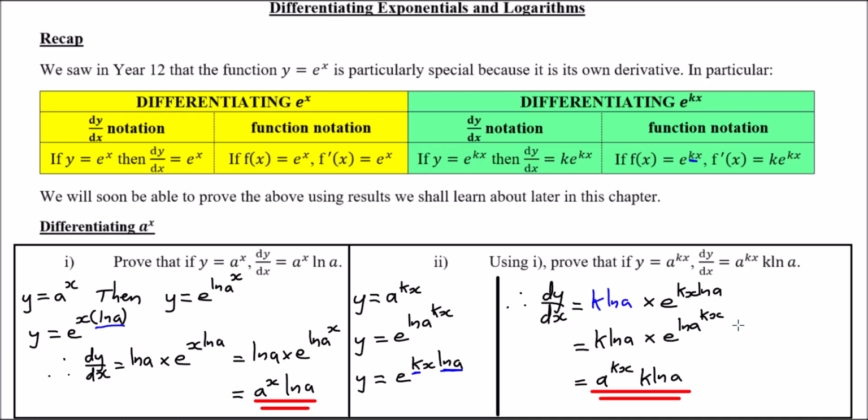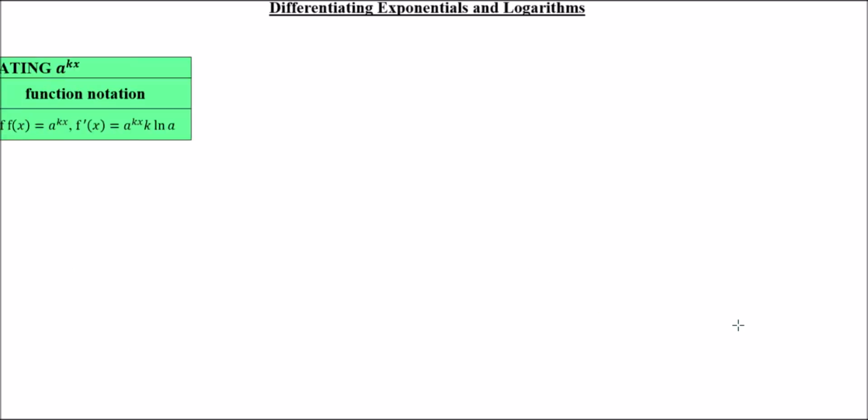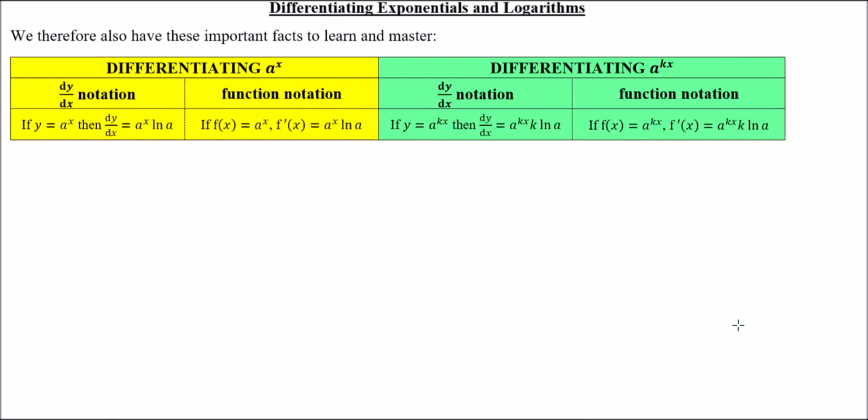So let's apply them now with some worked examples. Before we do that though, we also have to remember a few more important facts. So just as we've seen there, if y is a^x, dy by dx is a^x ln a. And just as you saw there, if f(x) is a^(kx), f'(x) will be a^(kx) multiplied by k ln a.